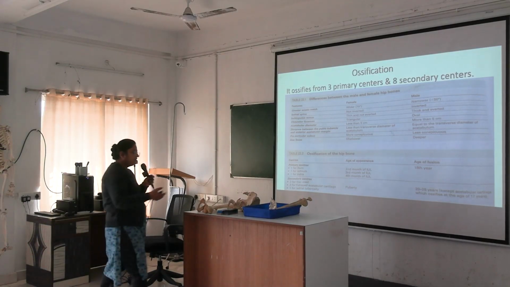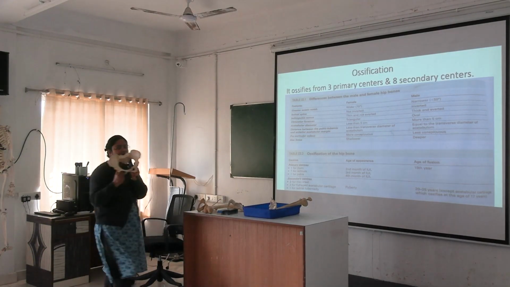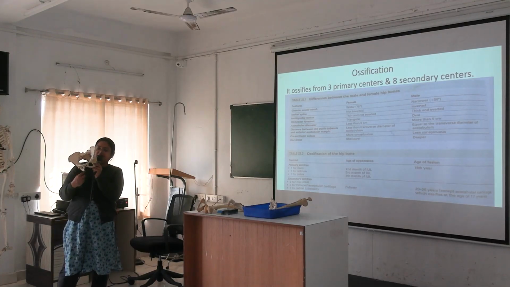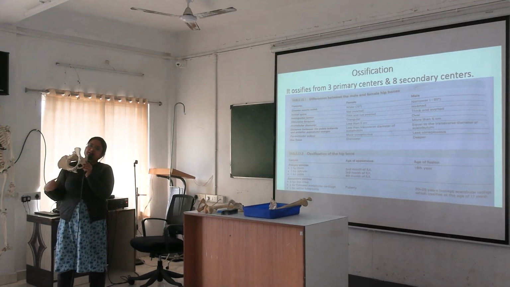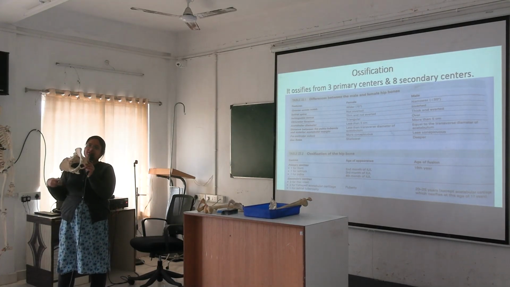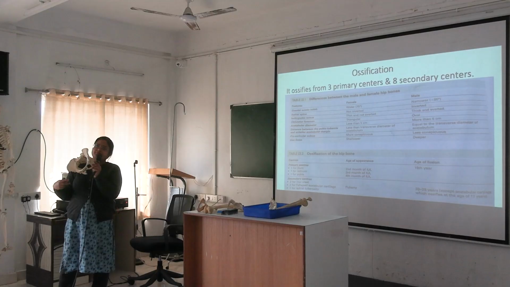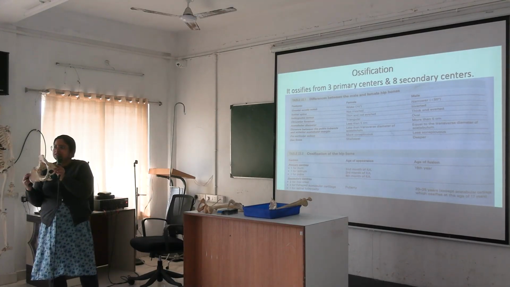And for pelvis, you remember the subpubic angle. This is an acute angle in case of male and the angle is more in case of female. In case of female, it forms almost 80 to 90 degree angle and in male it is 40 to 50 degree.